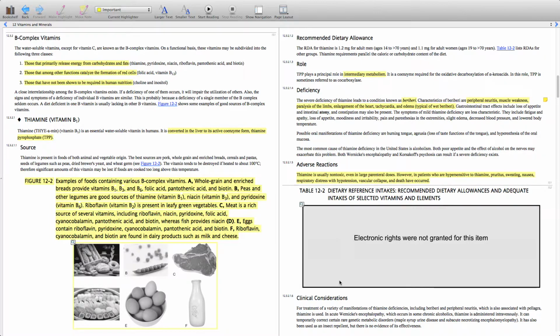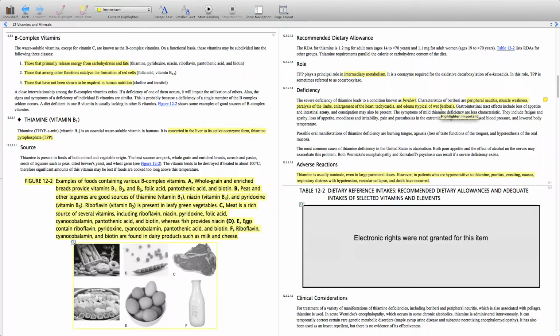Now the deficiency, I have a little note here, just a side note, is beriberi. And that was pretty common in World War II in the concentration camps, and then also the prisoner camps in the South Pacific, where they have peripheral neuritis, muscle weakness, paralysis of the limbs, enlargement of the heart, and tachycardia and edema.